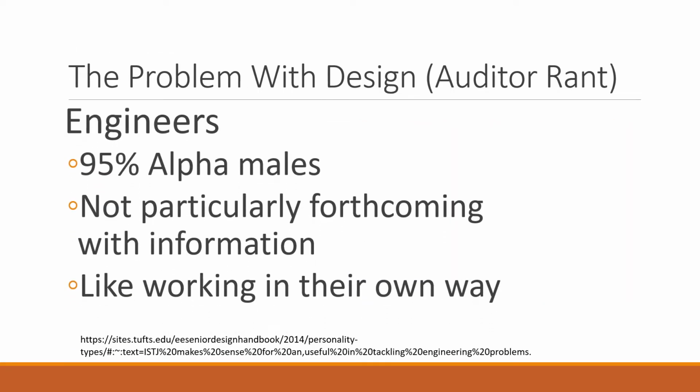Here's the problem with auditing design. This comes under the category of auditor rant, if you must know. 95% of these people are alpha males, or at least used to be. They're Myers-Briggs INTJ or INTP, which means they're brilliant, but not particularly forthcoming with information. They treat the world differently and vice versa.